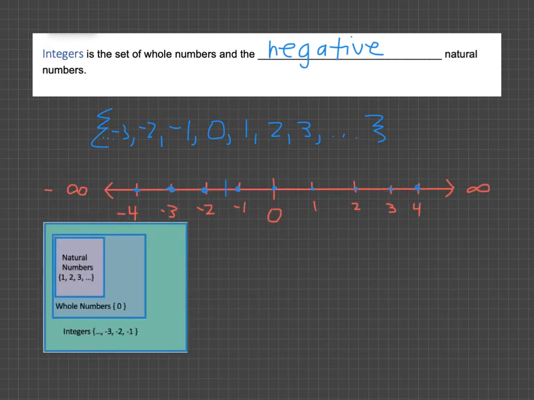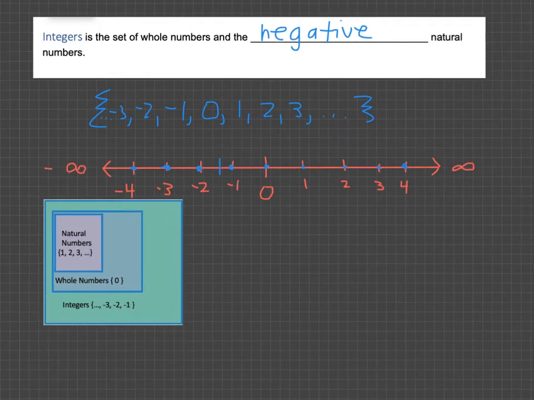And if we want to look at the picture of the sets that we're building, we have the natural numbers, and then whole numbers include natural numbers, and now we have integers, which includes whole numbers and natural numbers. So all natural numbers are integers, all whole numbers are integers, but not all integers are whole or natural numbers.